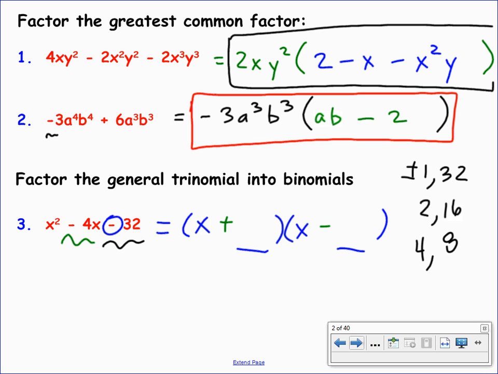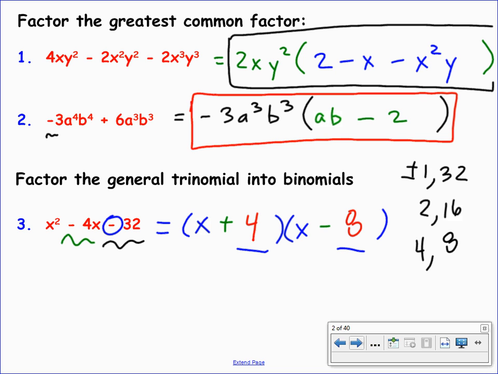4 and 8 in that order? Let's see. 8. If I did an outer product, I'd get x times negative 8, which is negative 8x. When combined with my inner product of plus 4x, that would sum to give me the negative 4x in the middle term in my original trinomial. Good job. Thank you, Carson.